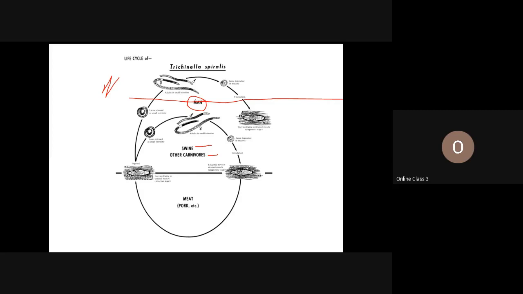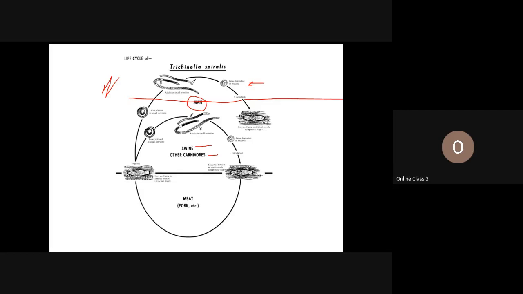Within 4 days, they will develop into adult male and adult female, and they will copulate for some time. The adult male will die, and the adult female will live for 2-3 days more and lay larvae. These larvae will be laid in the intestinal wall. When the larva is laid in the intestinal wall, what will happen? They will access lymphatic channels and be migrated throughout the body.